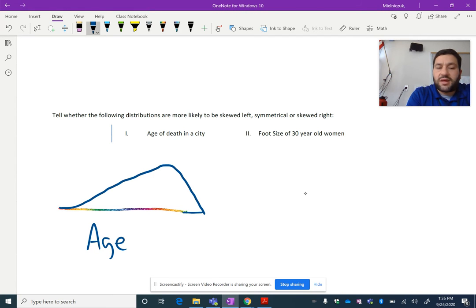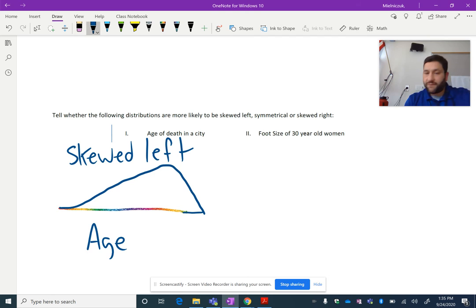Okay, so what is this? It's showing that the younger you are, the less likely there is for death. So this would be a situation where it is skewed left. Okay, there is a tail to the left of it.